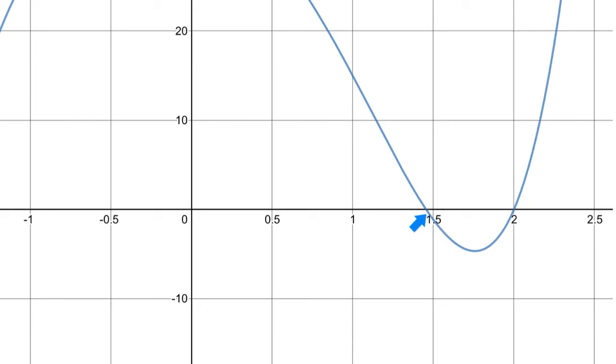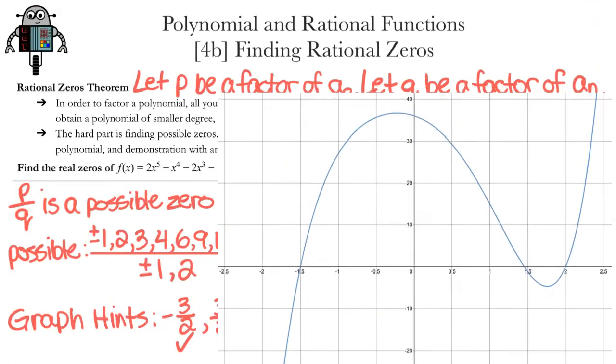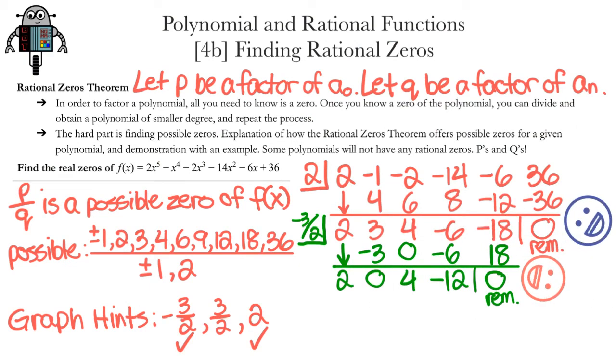It's slightly off. But let's prove it algebraically, or analytically. The positive 3 halves goes in the box now. Drop down the 2, draw the line. 2 times 3 halves is 3. 0 plus 3 is 3.